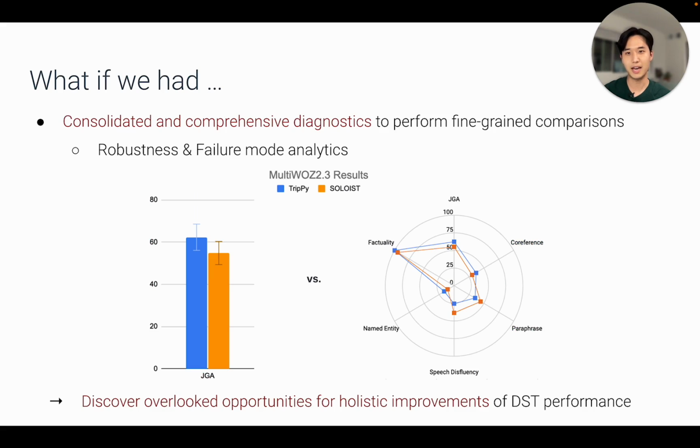Imagine instead if we had consolidated and comprehensive diagnostics to perform fine-grained comparisons that facilitate extracting information about robustness and failure mode analytics. Instead of the diagram on the left, which leaves a lot of questions unanswered, we'll have this diagram on the right. We will be able to discover overlooked opportunities for holistic improvements in DST models.